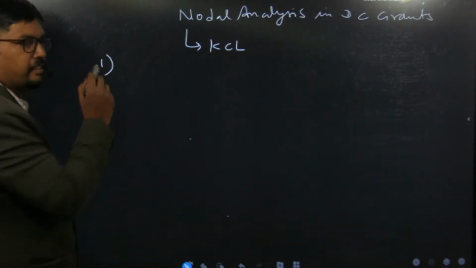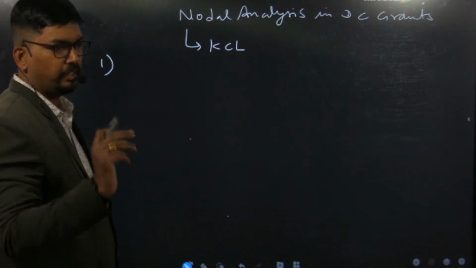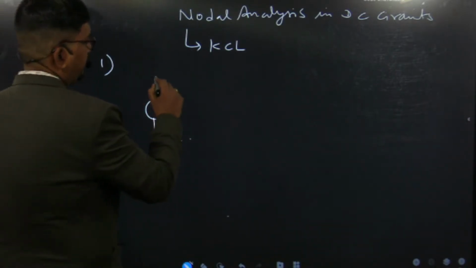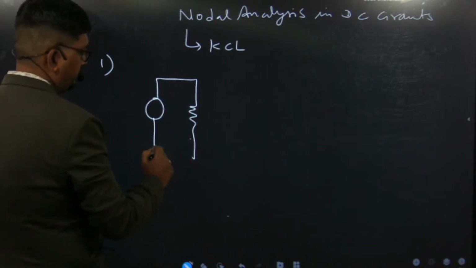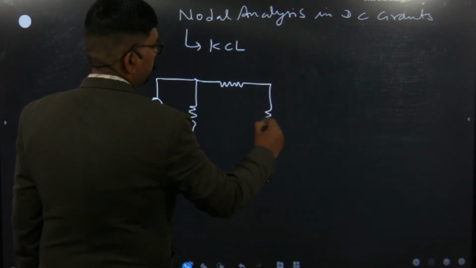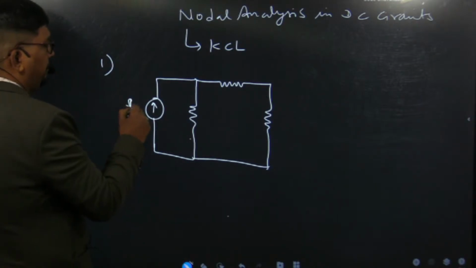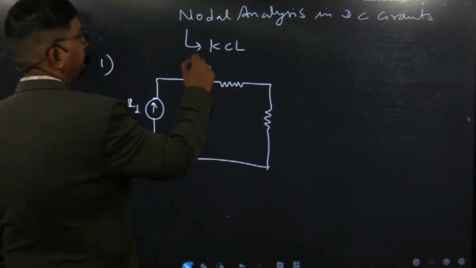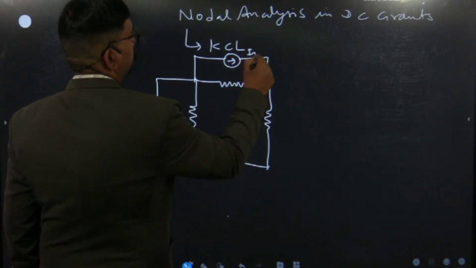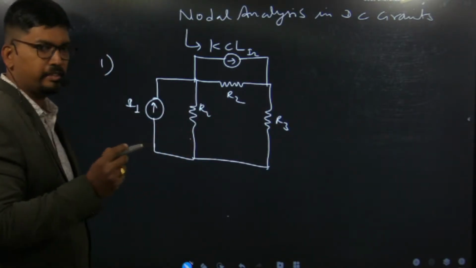Now, there are three cases in nodal analysis. Case 1: when there is no voltage source present in the circuit. Suppose we have considered an electrical circuit in which there are only current sources. We have two independent current sources, I1 and I2, and R1, R2 and R3, which are three resistances.